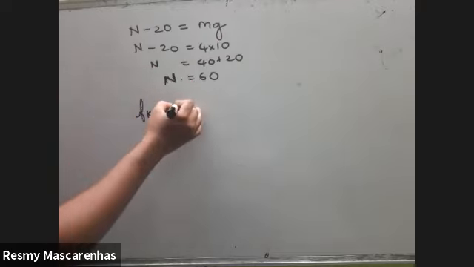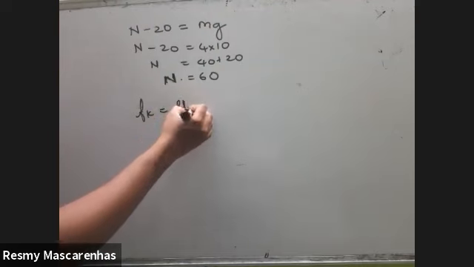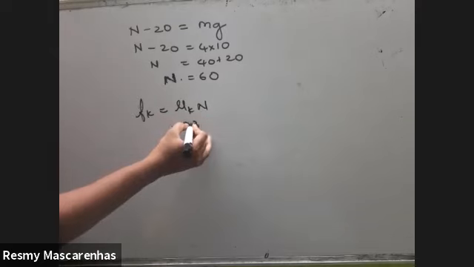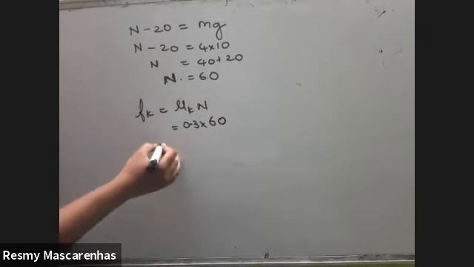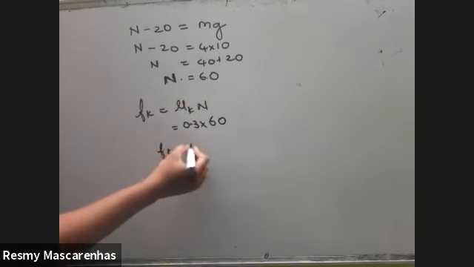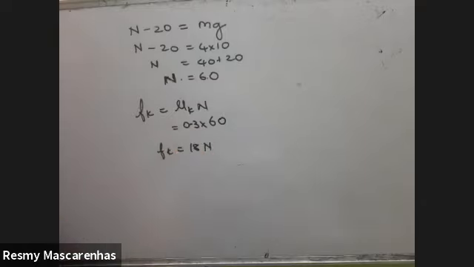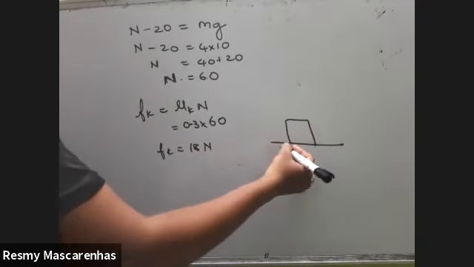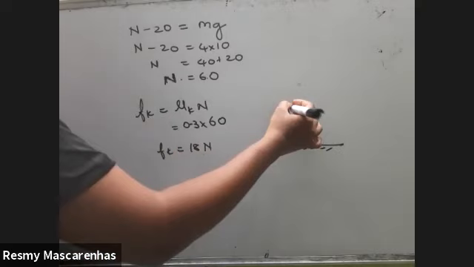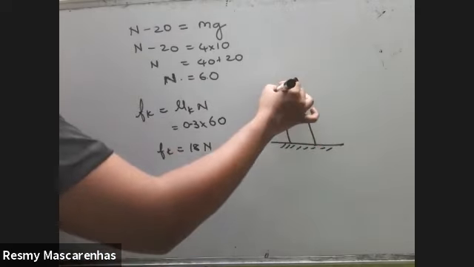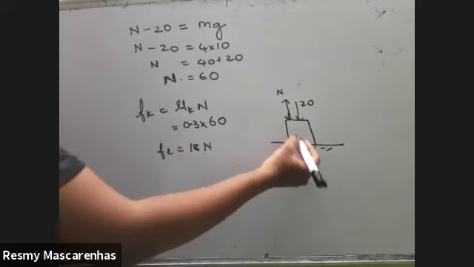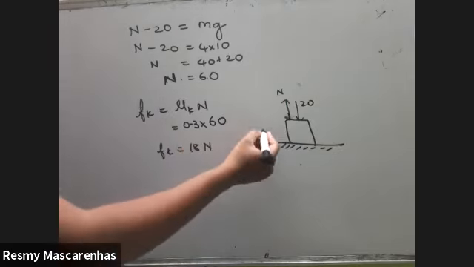Okay. Friction would be mu, and then mu same thing 0.3, and then this would be 60. Same diagram. I'm not drawing. Okay. Not needed actually to calculate friction, only horizontal would be needed.